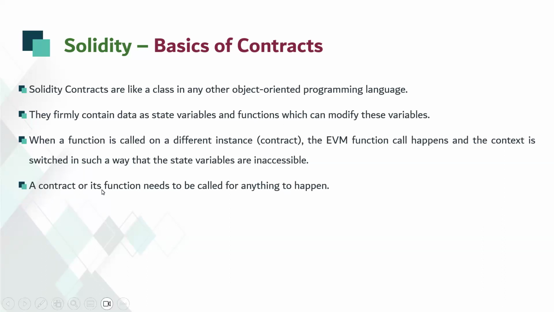A contract or its function needs to be called for anything to happen. This means in Solidity, contracts and their functions are not automatically executed or triggered. To initiate any action or change in the contract's state, you need to explicitly call the contract or its functions. This means that the execution of the contract's logic depends on external interactions, such as a user or another contract invoking the functions defined within the contract.